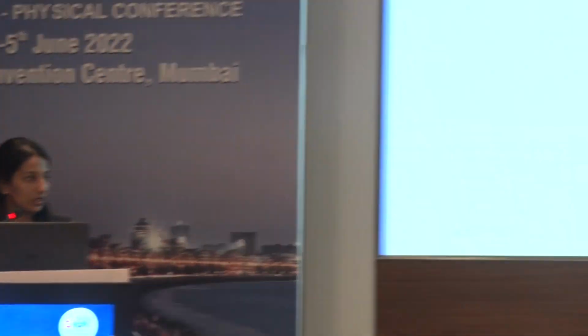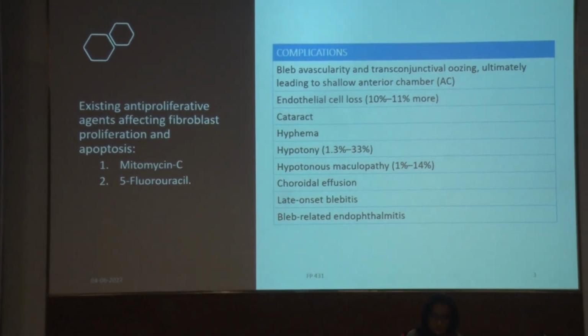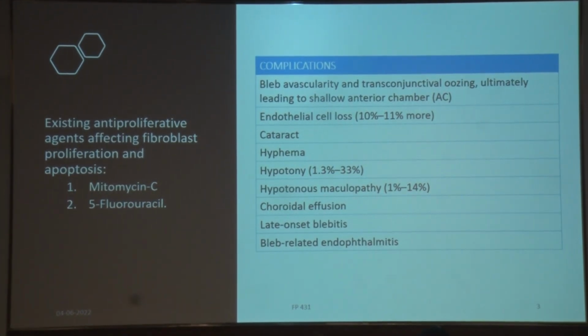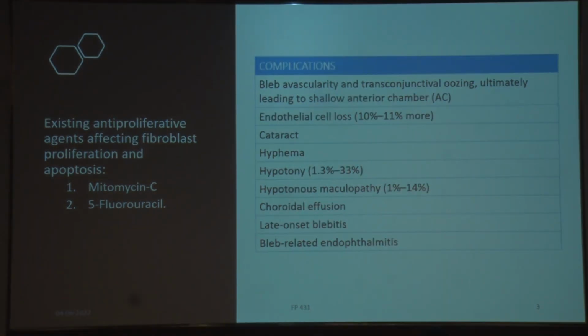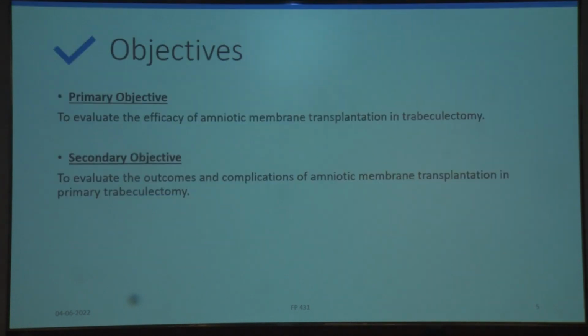The success of which is primarily linked to the subconjunctival fibrosis, which is prevented by the existing agents like mitomycin C and 5-fluorouracil. But they have complications which have been well established, which are the following. Amniotic membrane inhibits fibrosis by downregulating the transforming growth factor beta. It provides a framework and basement membrane for the filtering bleb, and muted healing responses are present.